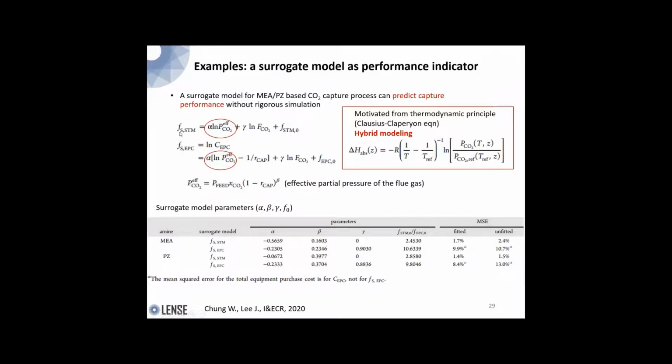So you can see the specific form, and this came from really our knowledge of the Clausius-Clapeyron equation, which looked like this. So our model structure was inspired by these thermodynamic relationships of the heat of absorption. So we feed it this form of model. Our parameters were alpha, beta, gamma, and so on and so on. And the fitting was done.